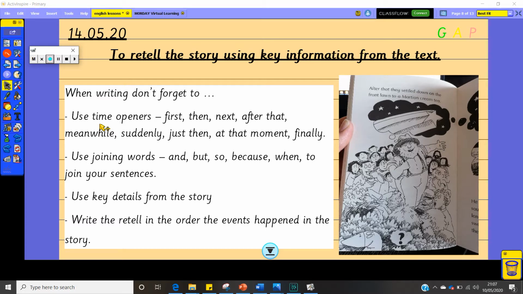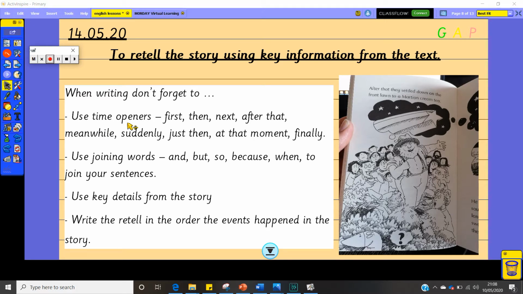So we're going to retell the story today up until the point where we are up to, using key information from the text. Now we're going to start with what we're going to include in our writing, and then we will come back to that at the end of the video, just before we move on to doing our writing ourselves.